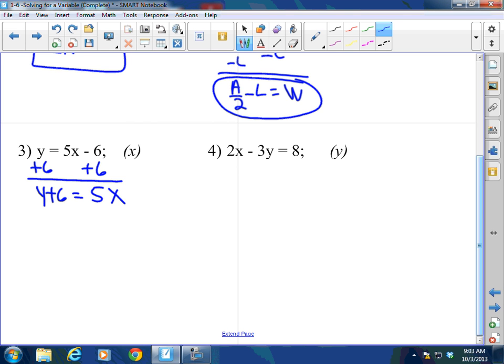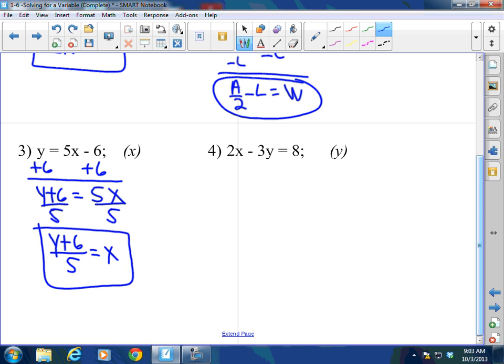Now, how do I solve for x? That's right. You cancel multiplication with division. Divide 5 to both sides. Y plus 6 over 5 equals x. Done. X has been solved for.